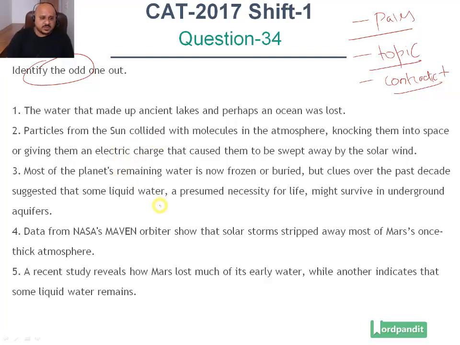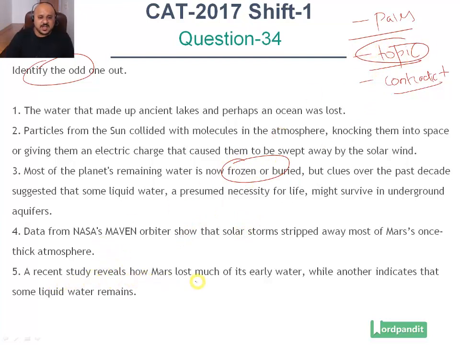If you look at what this question is about, this is about water on Mars, and what happened to that water when a particular solar storm took place. That water was frozen or buried. That is the topic in this case. Now, how do we form pairs?